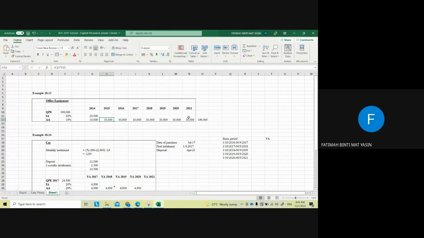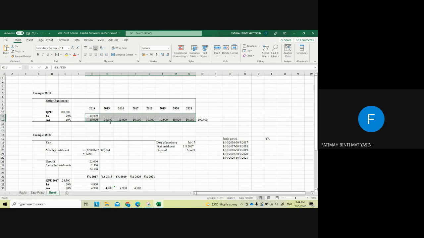The company can only claim up to 2021. Why? Because remember, the company can only claim the initial allowance and the annual allowance up to the amount of QPE. The total QPE for this office equipment is 100,000. So if the company still owns the asset in 2022, the company cannot claim the annual allowance anymore. Because if you total up this claim, the initial allowance and the annual allowance here, it is basically 100,000 already.